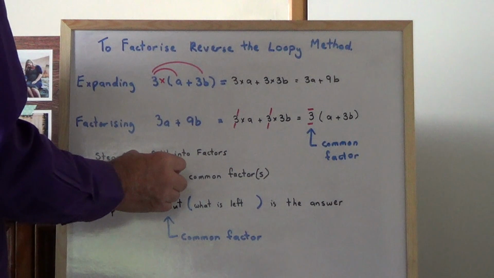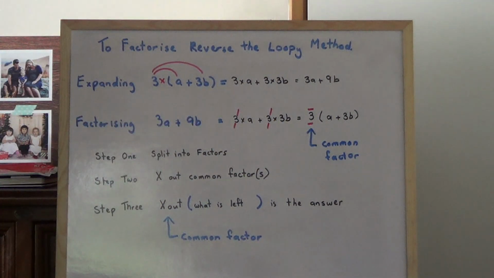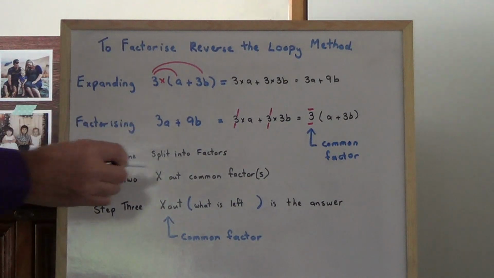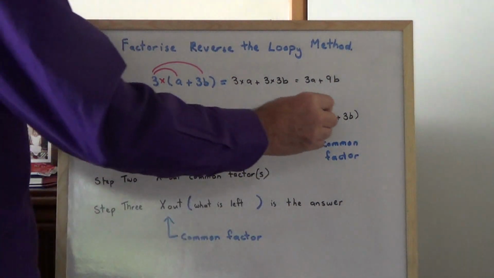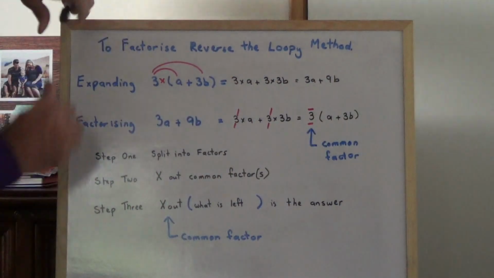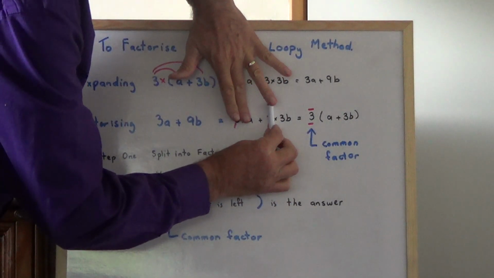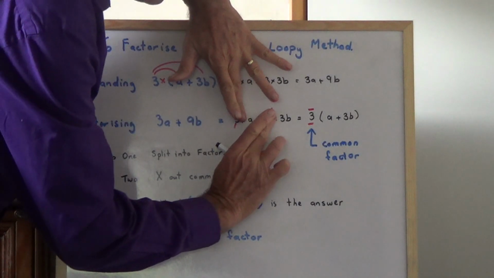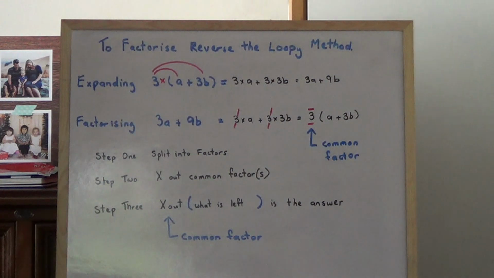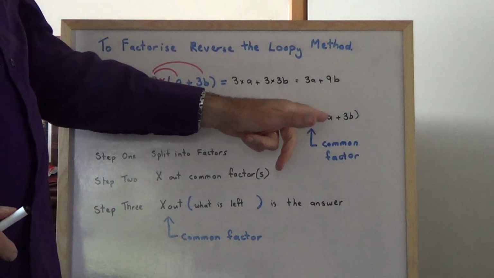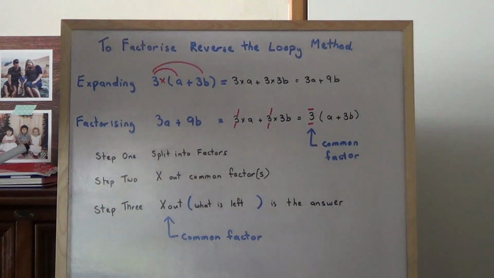So what we do, we find the common factors and we cross them out. So we cross out the 3, we cross out the 3, and then we write the answer. What we do is we take the 3 and we put it there, outside the bracket. What happens is, we look at what's left. And what's left is A plus 3B, once we take away the 3. And we put what's left inside the bracket. So that's how that works.